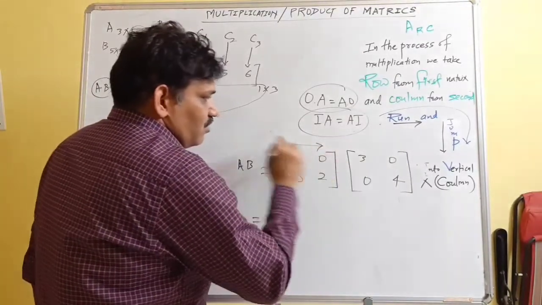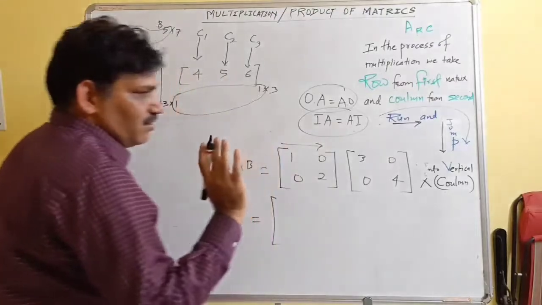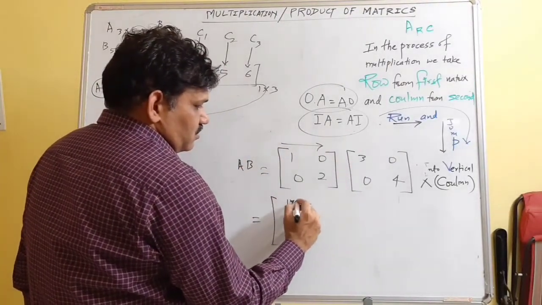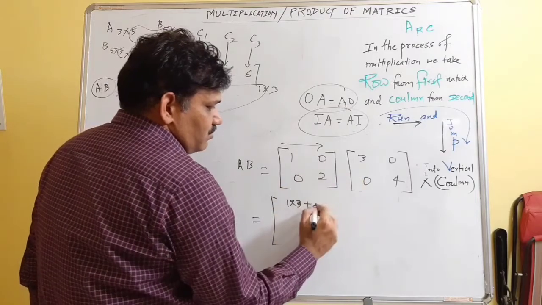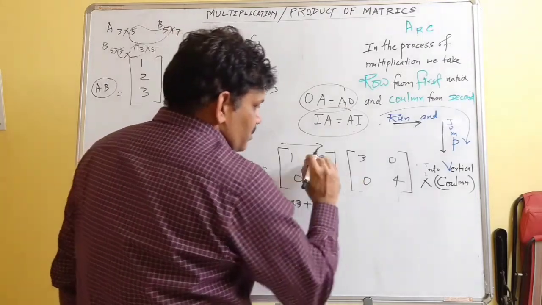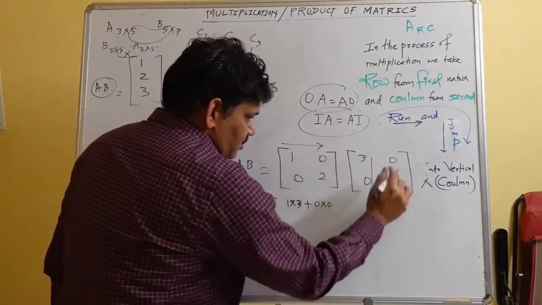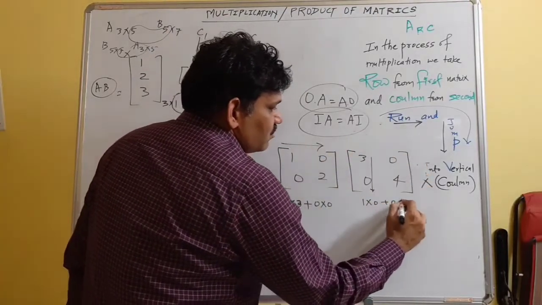First row will go to first column, then first row will go to second column. So 1 into 3 plus 0 into 0. First row now will go to second column. So 1 into 0 plus 0 into 4.